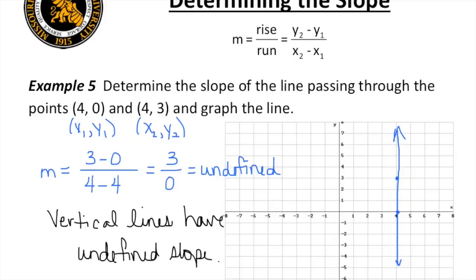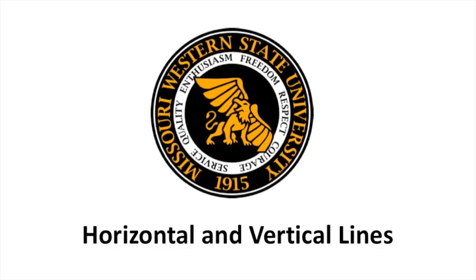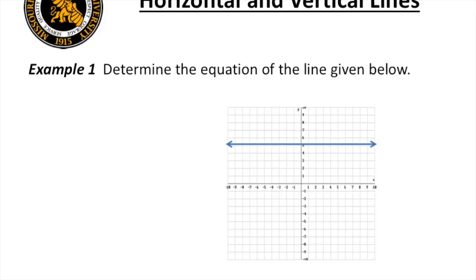There is no run for a vertical line. It's strictly rising or falling. Horizontal and vertical lines. Horizontal and vertical lines have special equations.